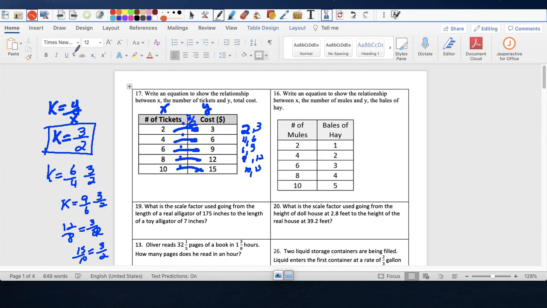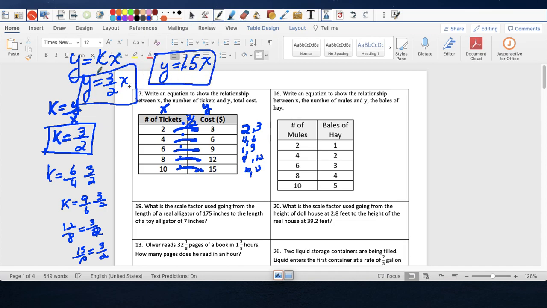Now, if it's proportional, then our equation is simply y equals kx. In this case, y equals 3 over 2 x. If you decide to write it as y equals 1.5x, that's fine too. Because it's proportional, it goes through the origin. So do we really need to write plus 0? No, we don't. So either this one or this one.